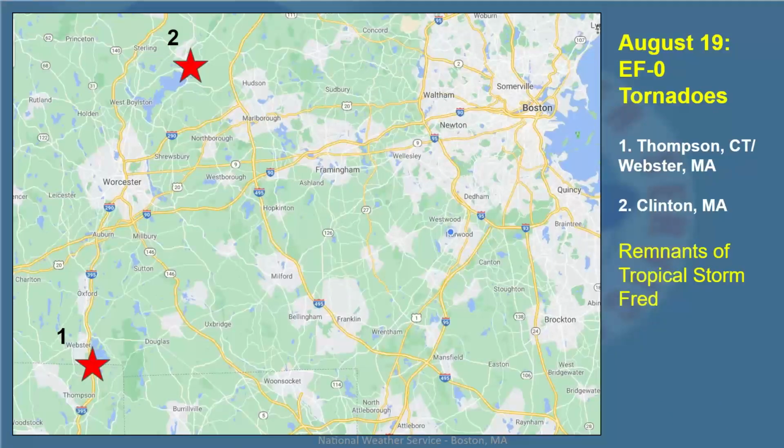So to get us started, I'm going to hand it off to Rodney, who's going to go through the first case, which was from the remnants of Fred. This was on August 19th, and we had two EF0 tornadoes. So Rodney, you can get us started. Well, thank you so much, Joe.